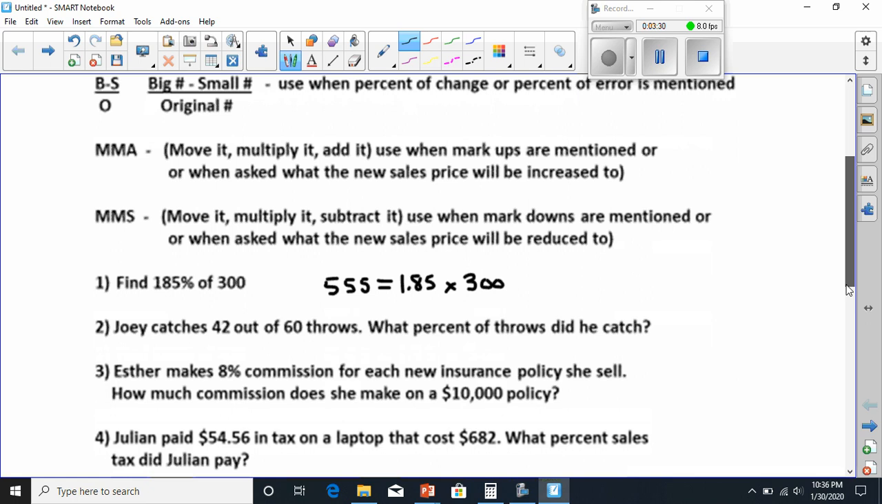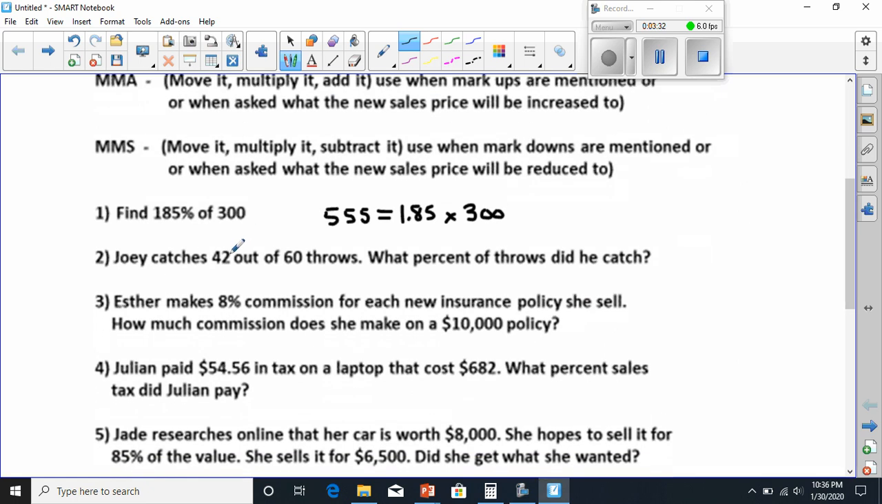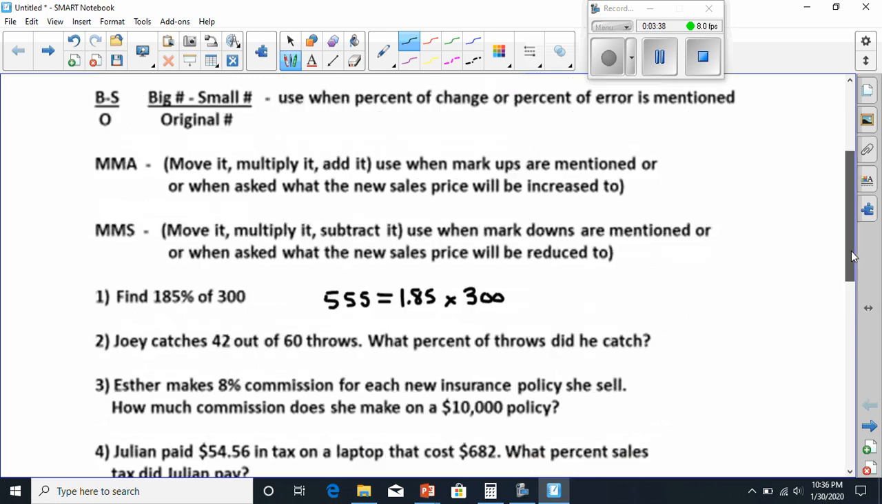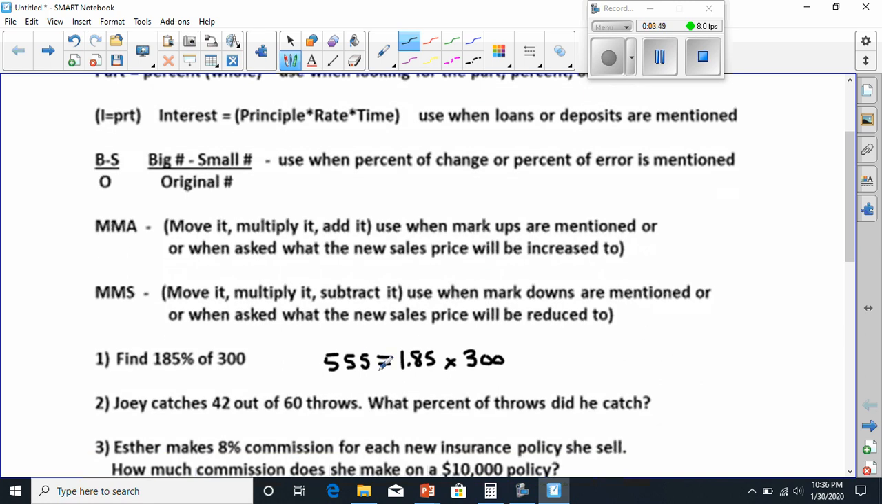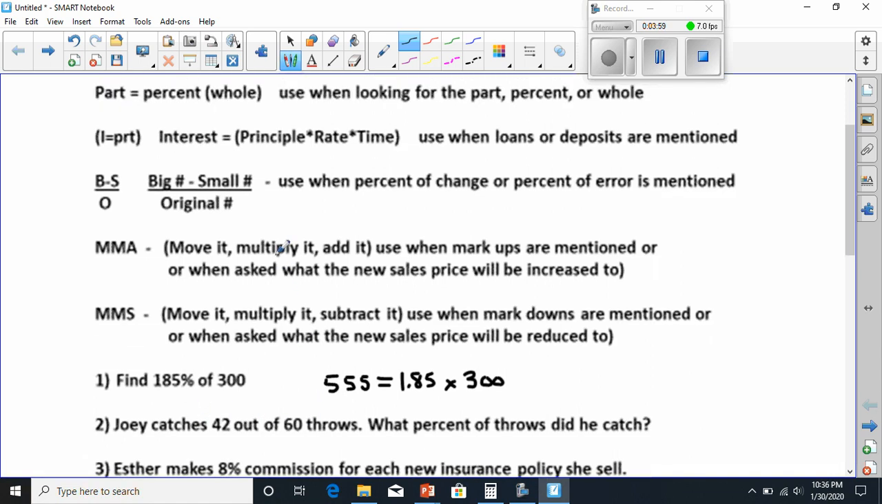Next, number 2 says Joey catches 42 out of 60 throws. What percent of throws did he catch? Well, it gave us 2 numbers. Automatically, some might think we're going to go to big number minus small number, but we only use this when we're looking for a percent of change or a percent of error. We're not doing that here. We're looking for what percent of throws did he catch. Well, it mentions that he catches 42 throws. So we don't need to find the percent of error. We already have the information.